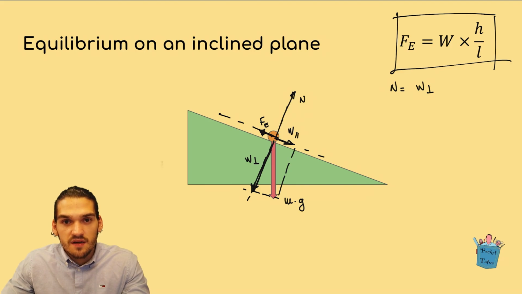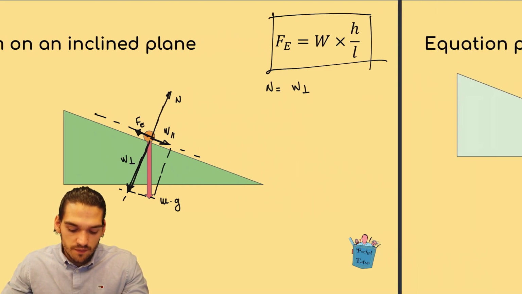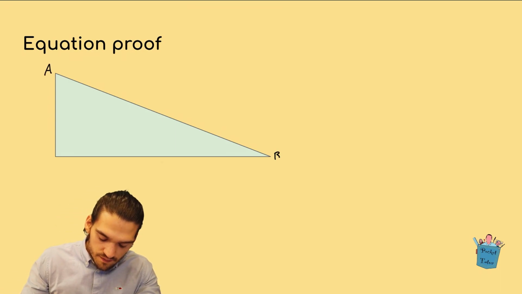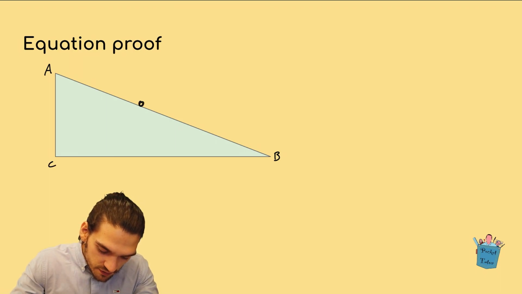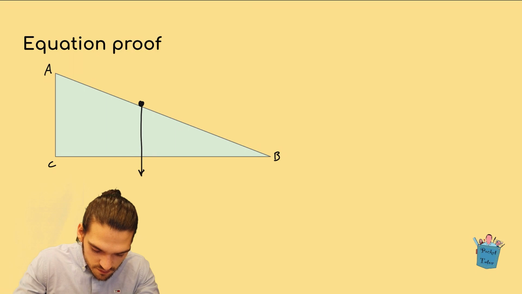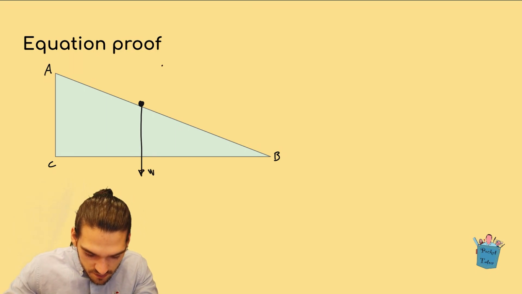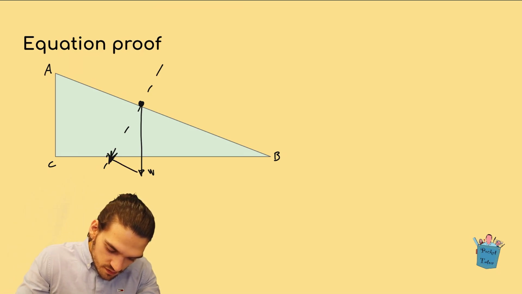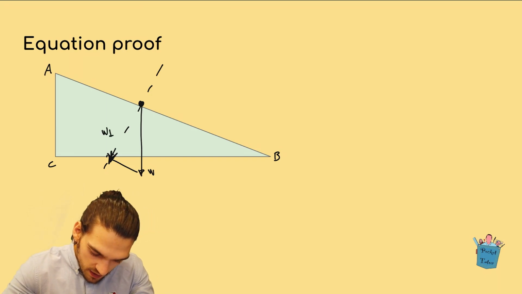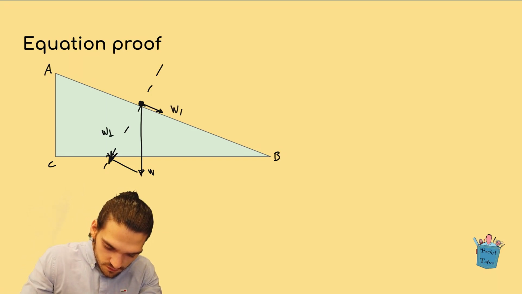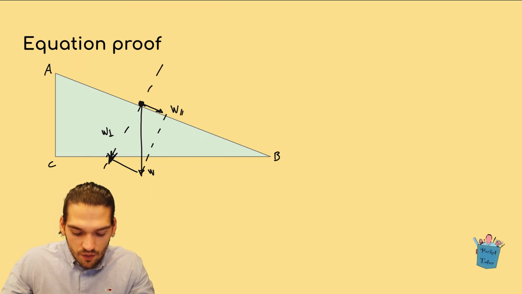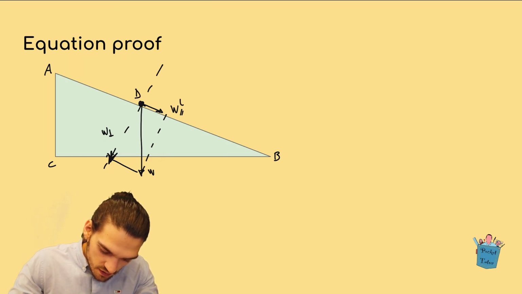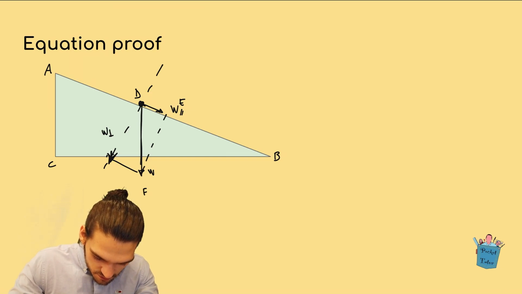But how can we obtain this equation? The proof is quite simple. Let's consider having a triangle of vertices A, B, and C. And let's consider a point particle here with its weight. And let's decompose the weight. So we'll have the weight perpendicular and the weight parallel. Now we have here another triangle that is D, E, and F, that is given by this one.